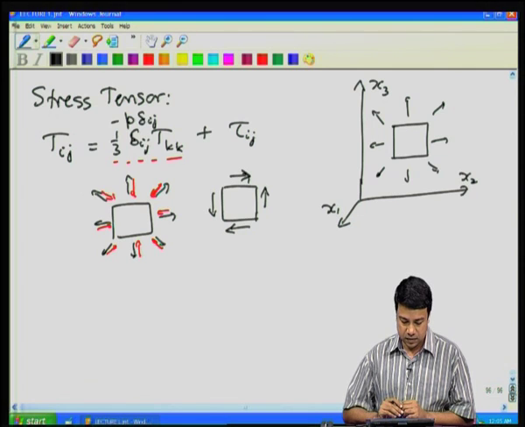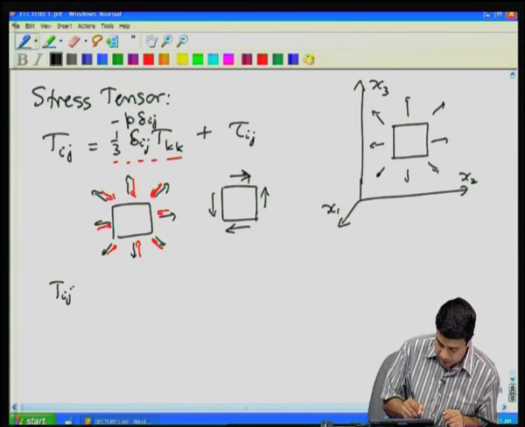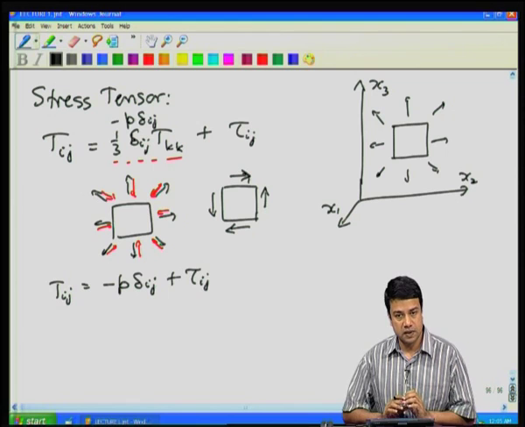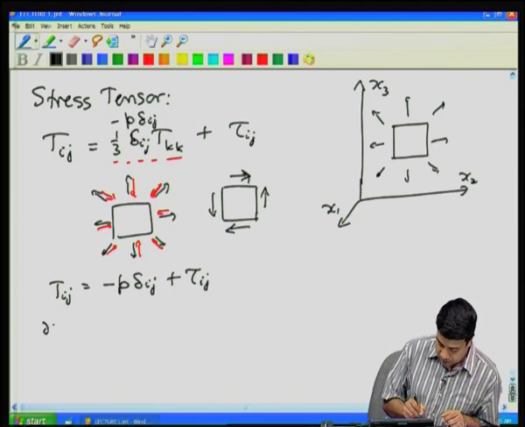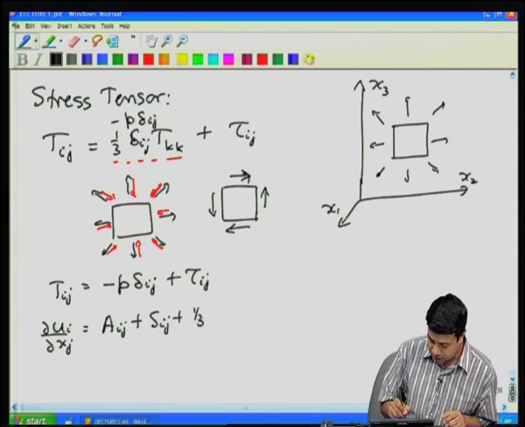Okay. So, now this shear stress has to be related to the rate of deformation tensor. Rate of deformation tensor had three components once again: partial ui by partial xj is equal to the antisymmetric part plus the symmetric part plus 1/3 delta ij times the divergence of the velocity.